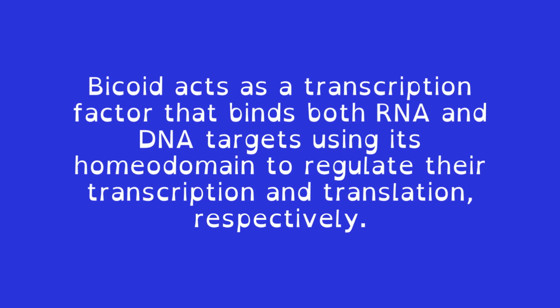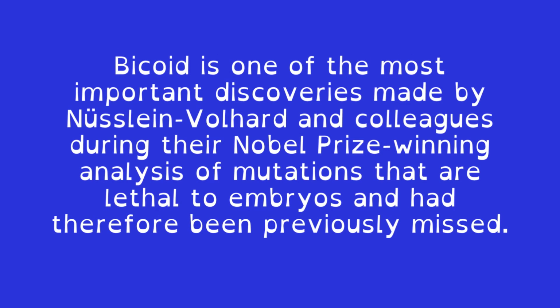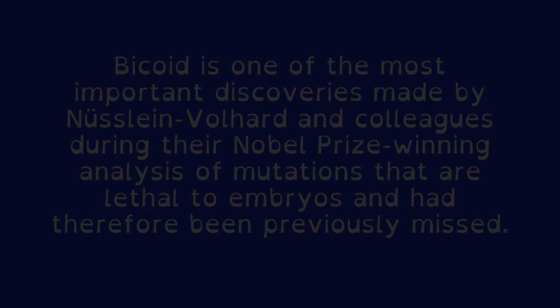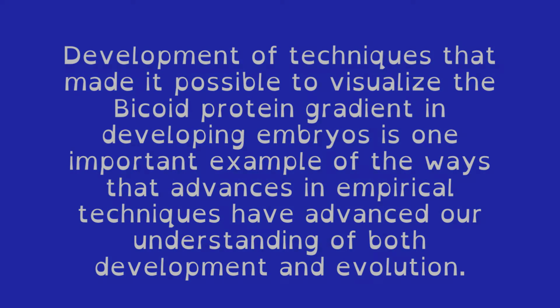Bicoid is one of the most important discoveries made by Nüsslein-Volhard and colleagues during their Nobel Prize-winning analysis of mutations that are lethal to embryos and had therefore been previously missed. Development of techniques that made it possible to visualize the bicoid protein gradient in developing embryos is one important example of the ways that advances in empirical techniques have advanced our understanding of both development and evolution.